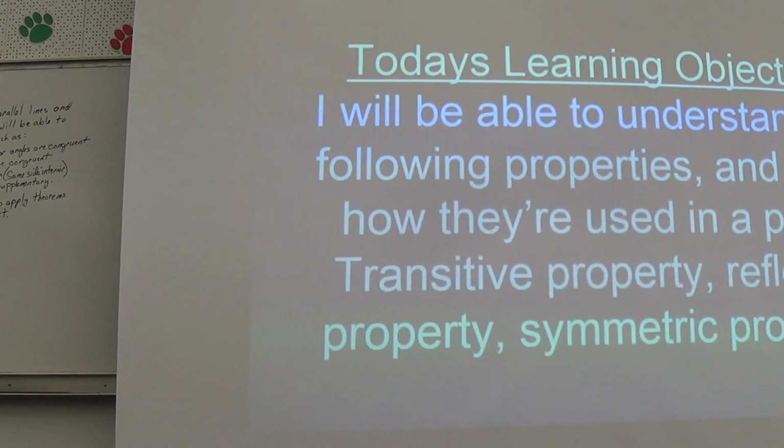So today's objective, you should be able to understand the following properties and know how they're used in a proof, okay? And that would be the transitive property, the reflexive property, and the symmetric property. When we're dealing with proofs, we use those three properties more probably than anything else. We use everything else too, just not as often. We use definitions, we use theorems, but we also use these three properties.